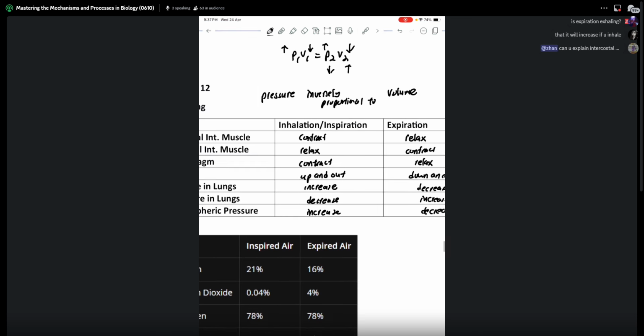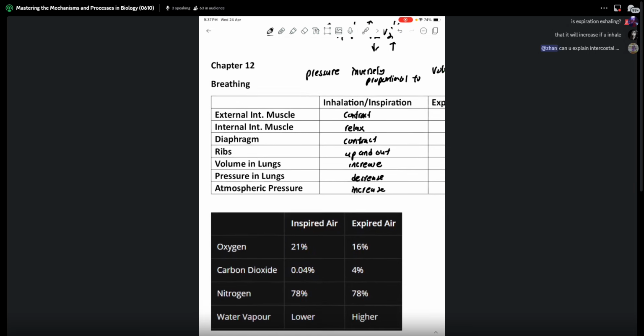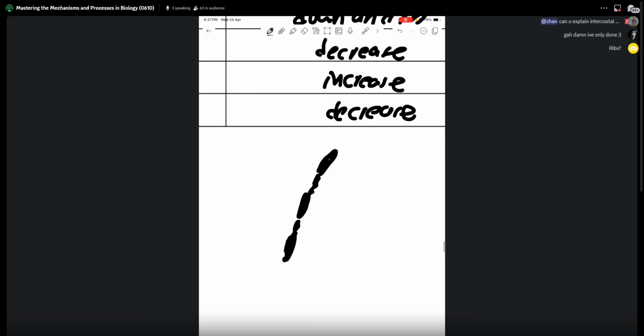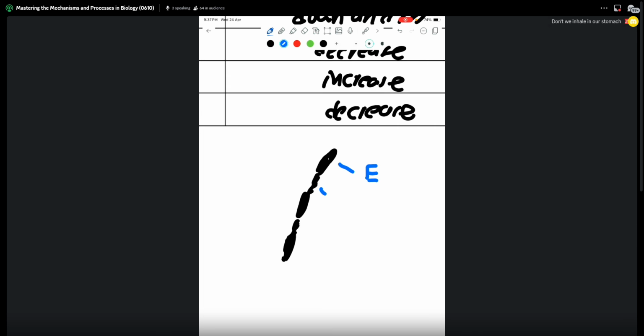How do I explain the intercostal muscle? All right. In our ribs, I need to find a diagram with this, right? Basically, it has something like that. Can you imagine this? This is the external. This is the internal. External is thicker.